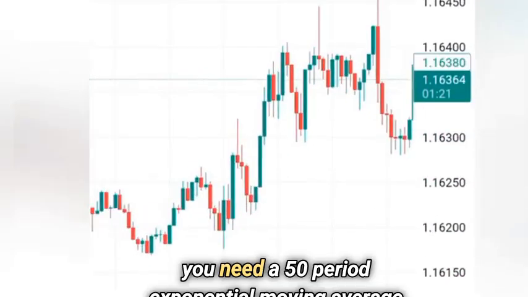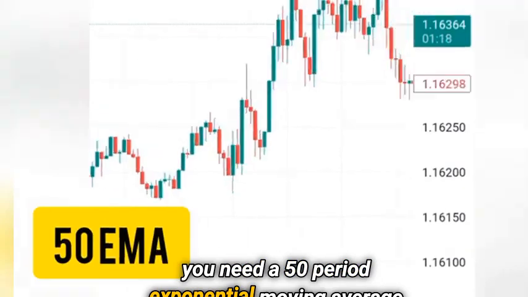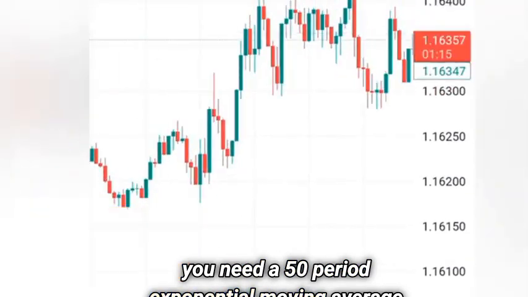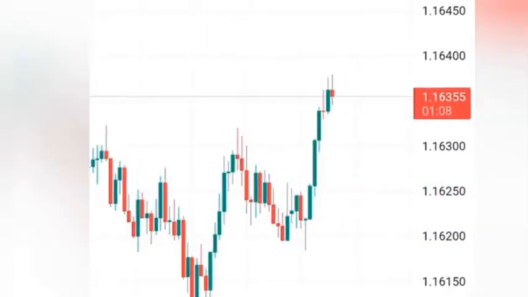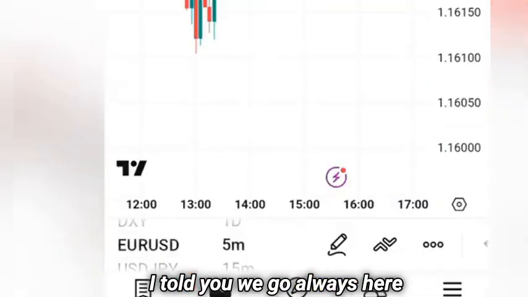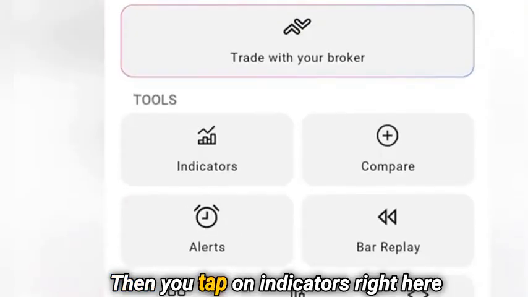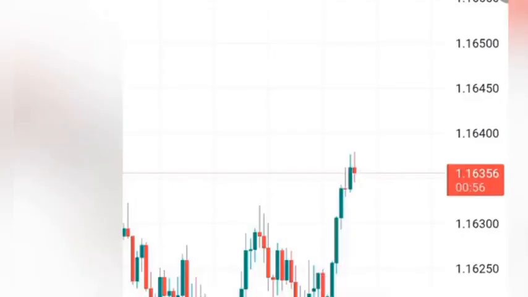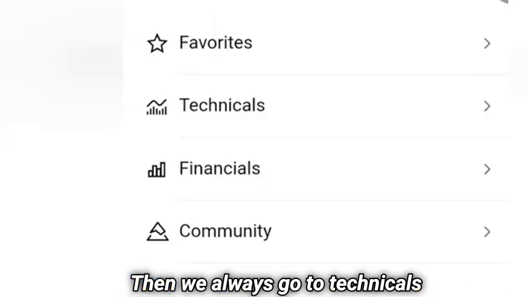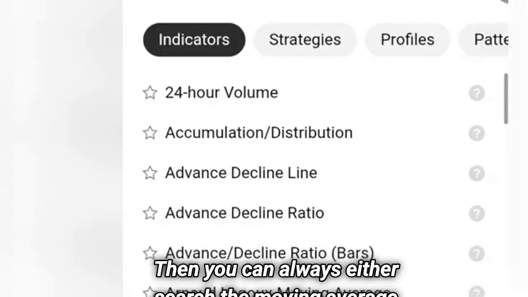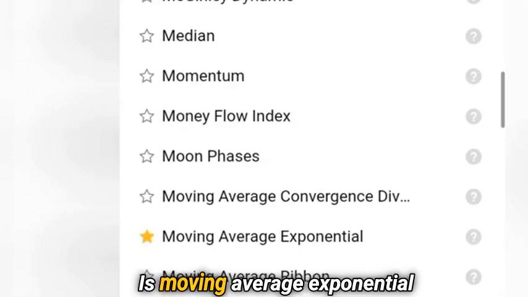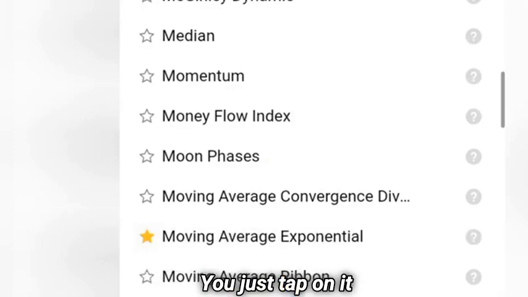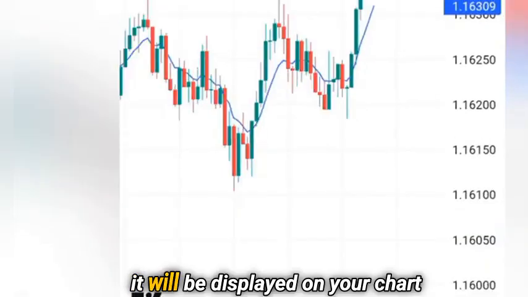Here's what you need. First, you need a 50 period exponential moving average. This will help you to identify the overall trend. How do you set it on your chart? You go always here, then you tap on indicators right here, then we go to technicals. You can either search for the moving average or scroll down and look for it. This moving average exponential, you just tap on it, and it will be displayed on your chart.